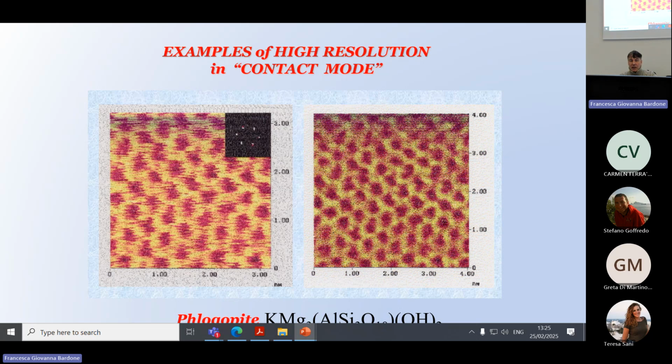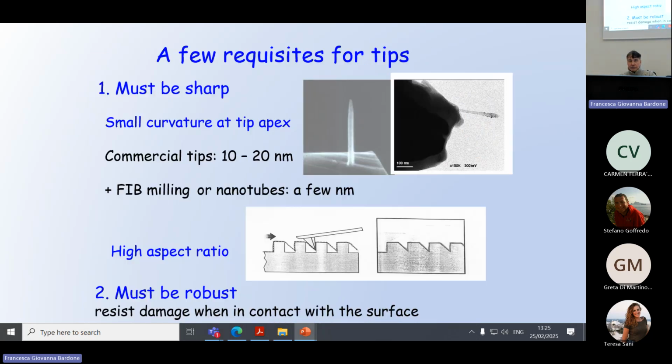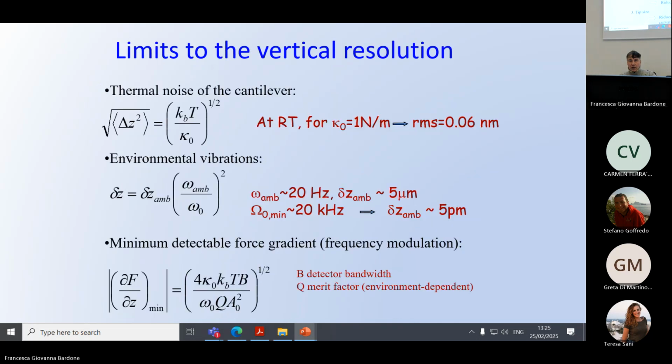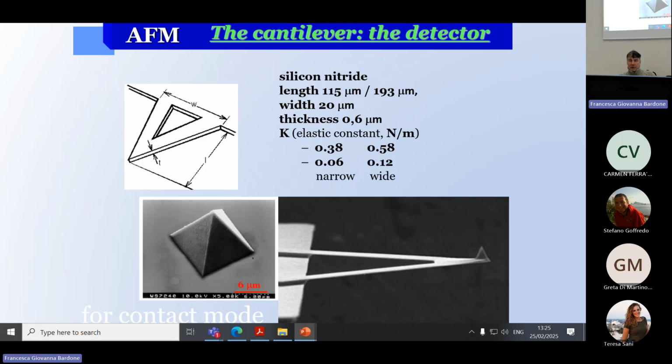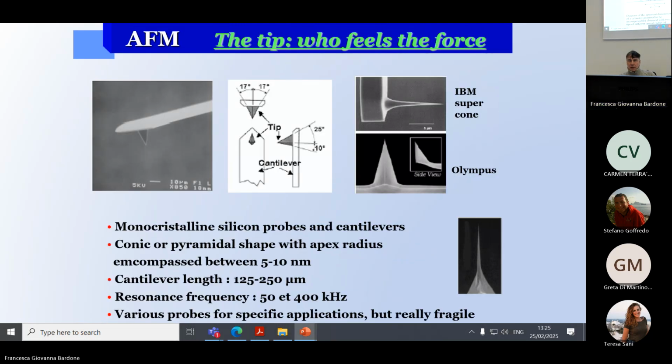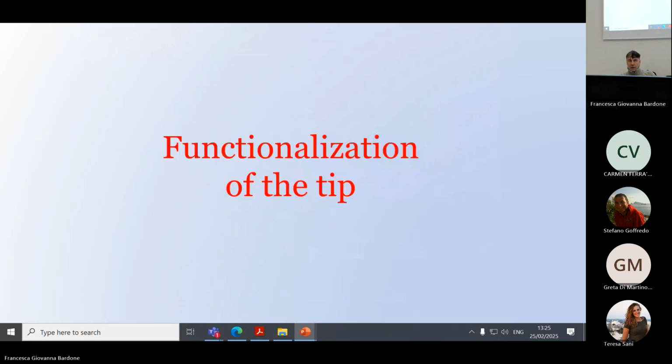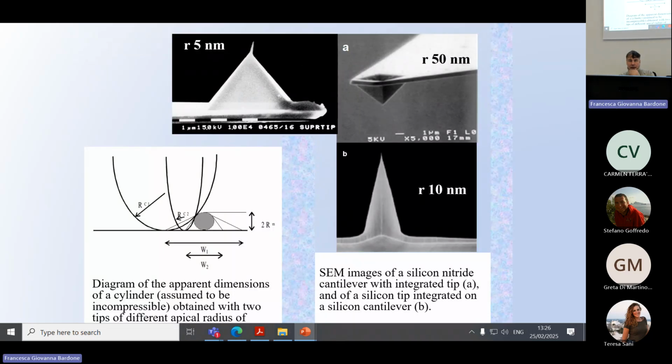You can change the type of mineral. This is another phyllosilicate, phlogopite, and again you can see and measure defects on the surface down to the atomic scale. You can have different types of probes, but probably it's better to show some examples.